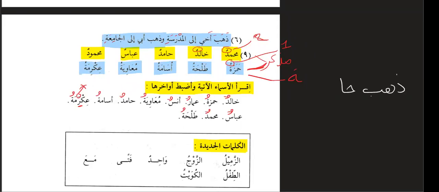Dhahaba Khalid. We would say Dhahaba Talha. So just because the name's structure is feminine, the verb will still be masculine. Is that what you mean? Yeah, that's fine. We wouldn't say dhahabat Talha unless it was an actual girl with the name Talha. Okay, so dhahaba Talha. Jazak Allahu khayran. Iyyak.